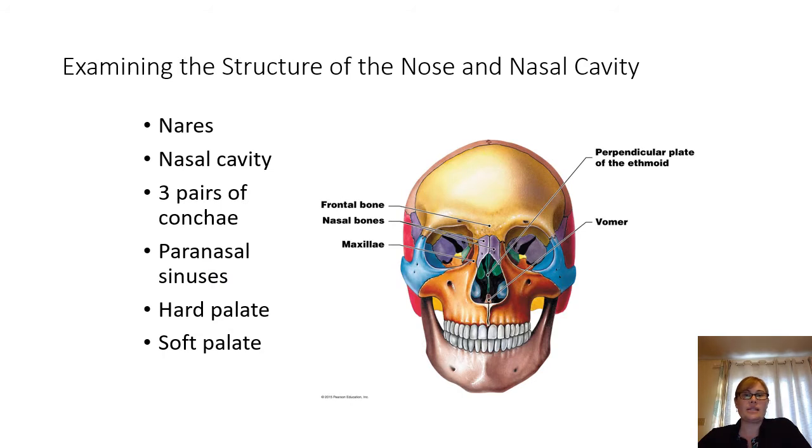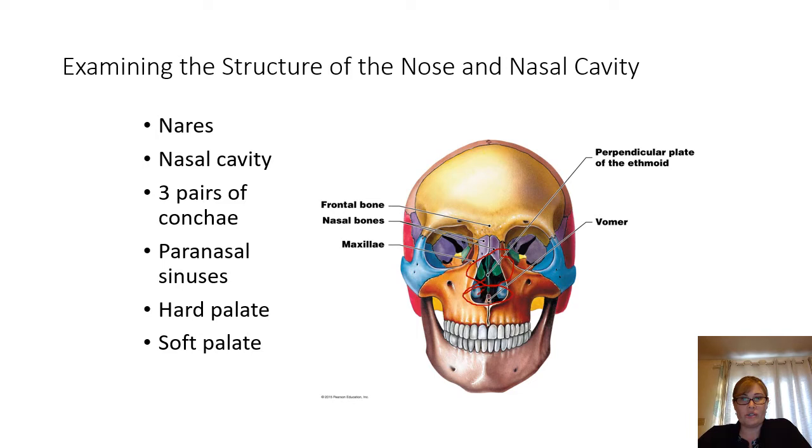The next slide discusses the structures of the skull and the nasal cavity and nose. The nares are going to be your nostrils. We already discussed the nasal cavity quite a bit. And we have our nasal conchae. So you can see your nasal conchae inside the nose, right in here and right here.